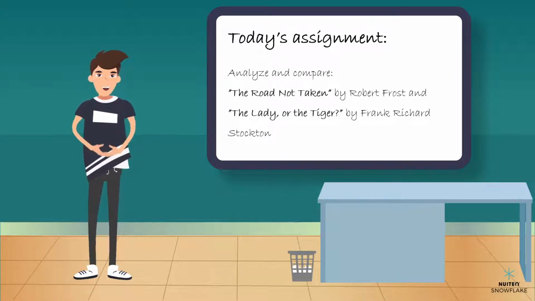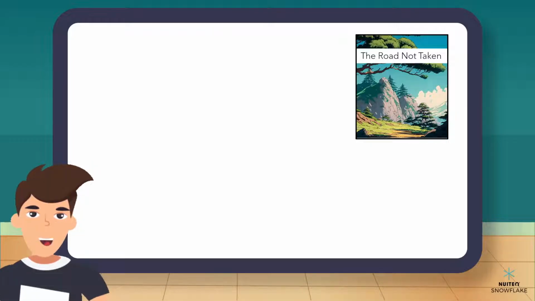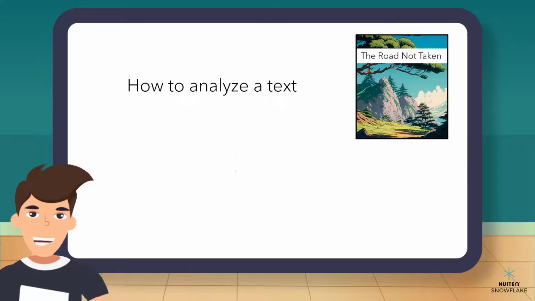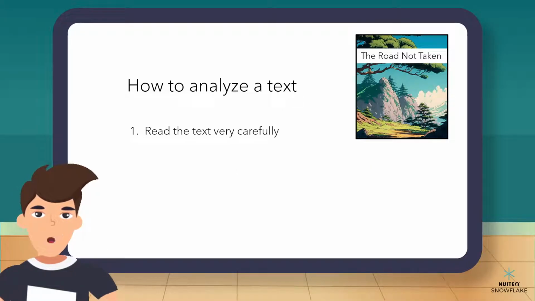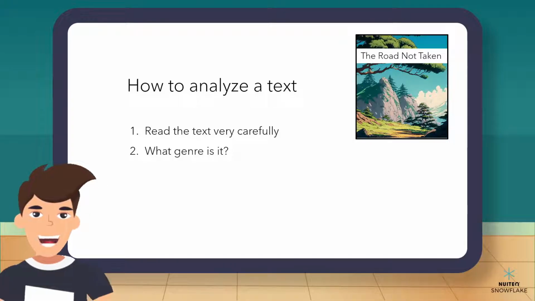Let's find out together. When we are reading a text, there are some things that we have to do in order to understand it. First of all, we need to read it very carefully. While we are reading, we must try to figure out what kind of text it is. For example, is it fiction or non-fiction? If it is fiction, what genre is it? Is it poetry or prose? Etc.